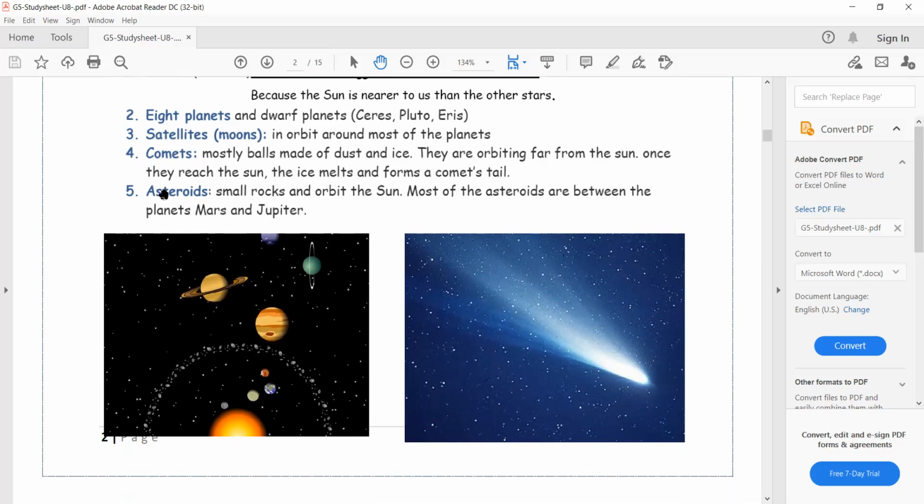Another thing is called asteroids. Asteroids are small rocks that orbit the sun. Most of them are located between the planets Mars and Jupiter. This is Mars and this is Jupiter, and this is called the asteroid belt.